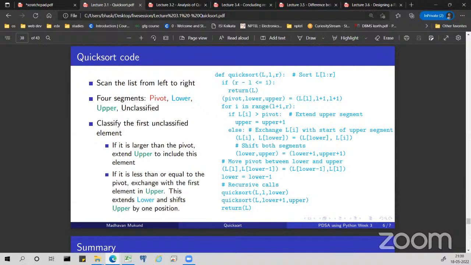So here you do else exchange Li with start of upper segment. Upper segment means the marker that was pointing initially. We increased it by 1 and then exchange that. So you just do that exchange, and at the end of the day, you shift both segments by 1 element up, you do j plus 1, I plus 1, and when you end up all the recursive calls, at the end of the recursive call, you place the pivot at its proper position.